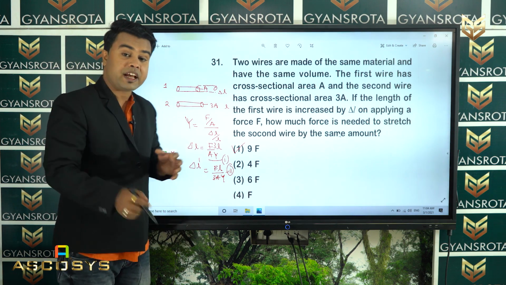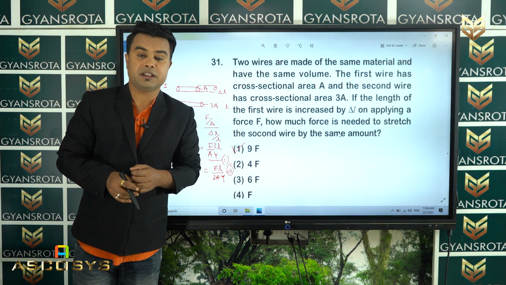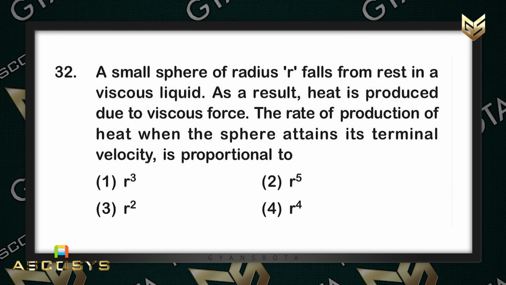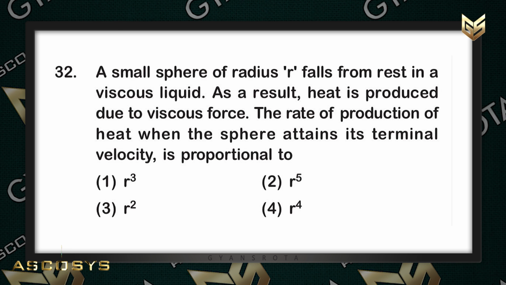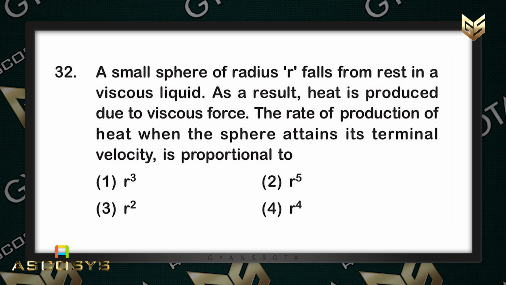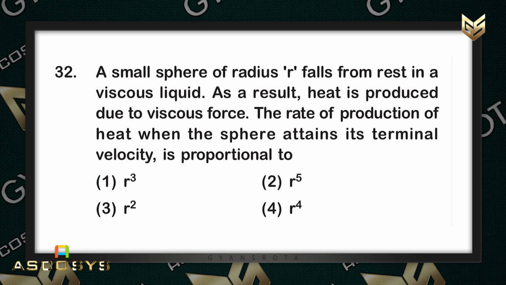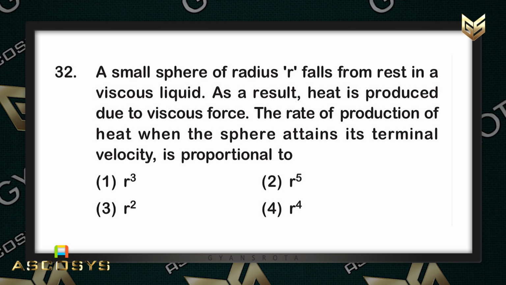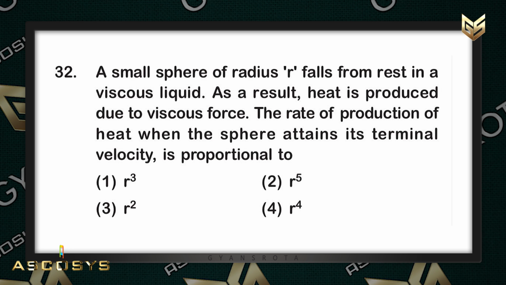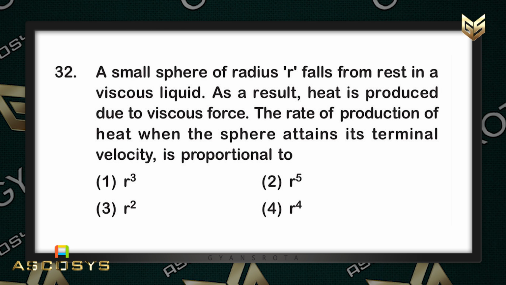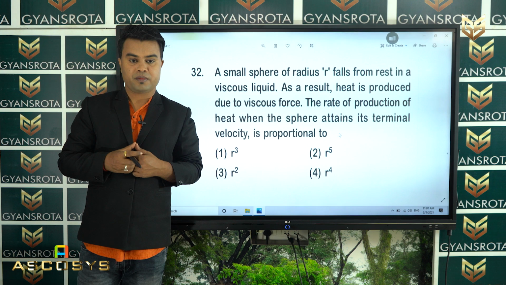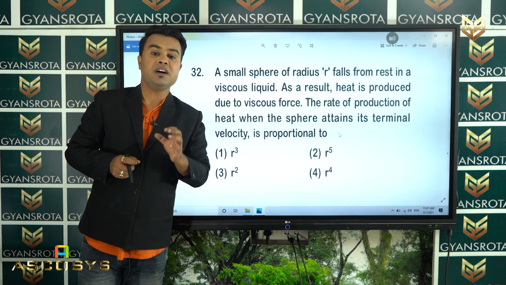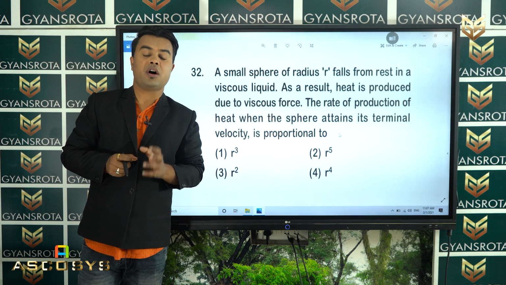Now let us move to the next question, that is question number 32. A small sphere of radius r falls from rest in a viscous fluid. As a result, heat is produced due to viscous force. The rate of production of heat when the sphere attains its terminal velocity is proportional to. Okay, you need to use the formula again. This is from the chapter Mechanical Properties of Fluids.